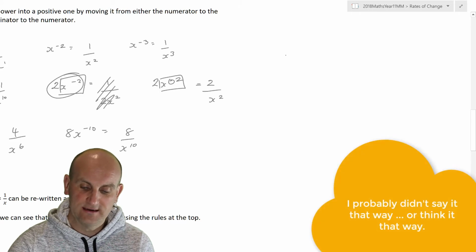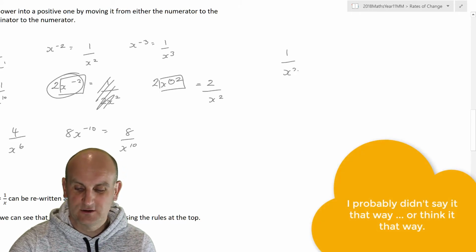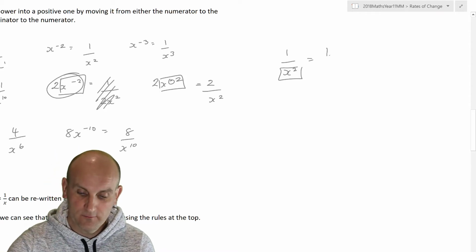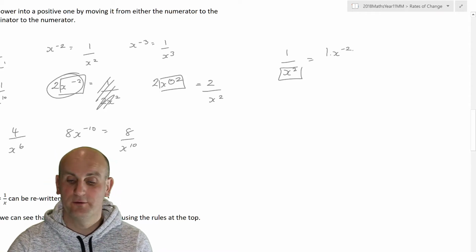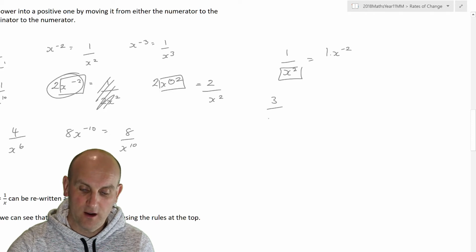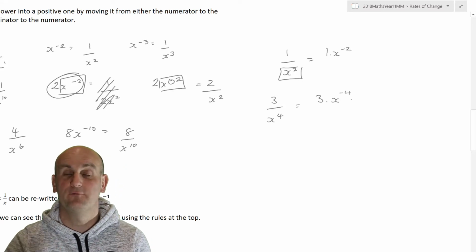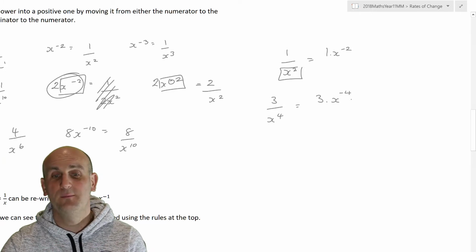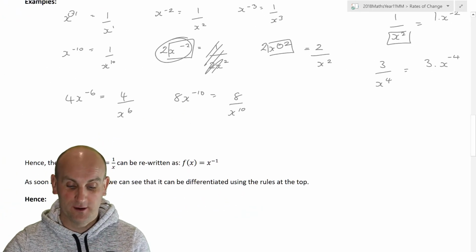So if I had 1 over x squared, then I know it's x squared underneath, so that becomes 1 times x to the minus 2 on the top. If I had 3 over x to the power of 4, the 3 was already there, and I times that by x to the power of minus 4. I have the positive 4 on the bottom, negative 4 on the top. And lo and behold, that's actually the basis for all the work we're going to do now.